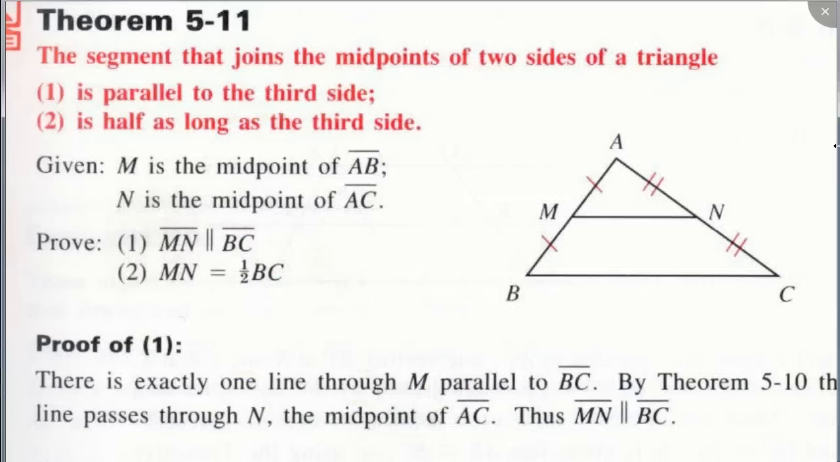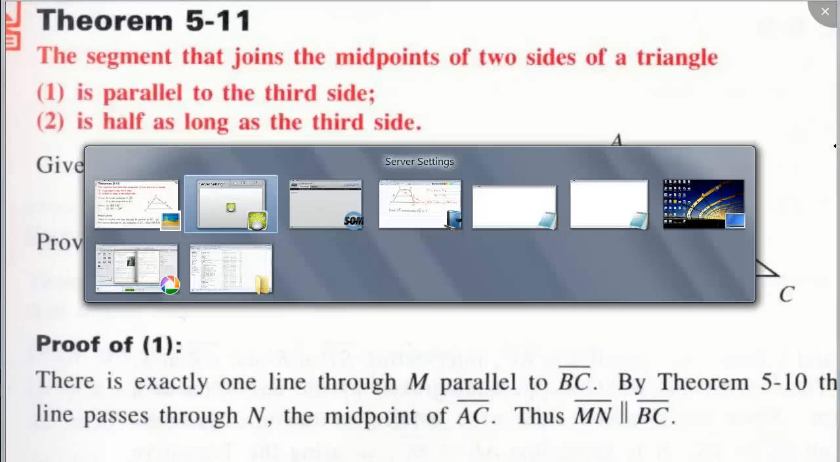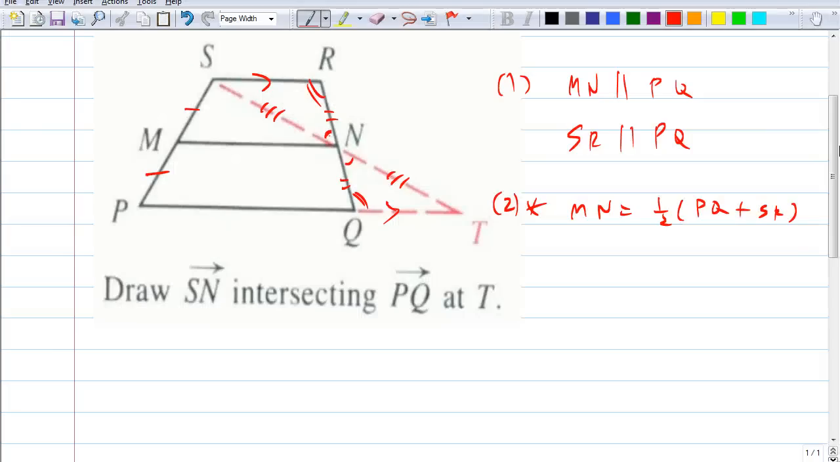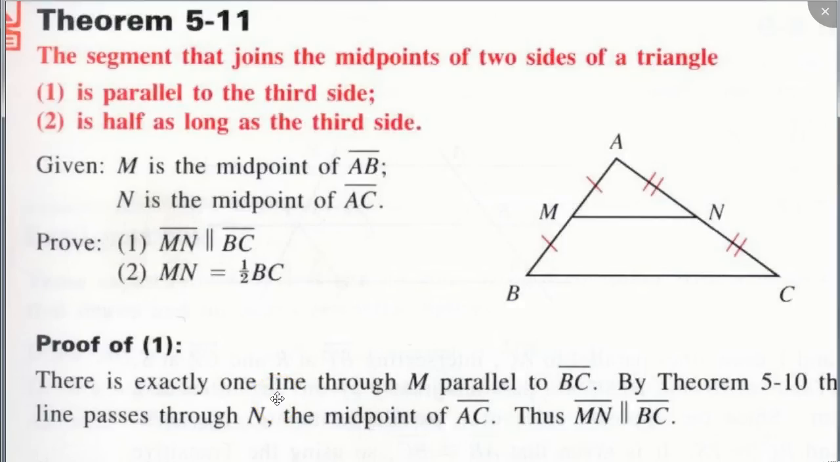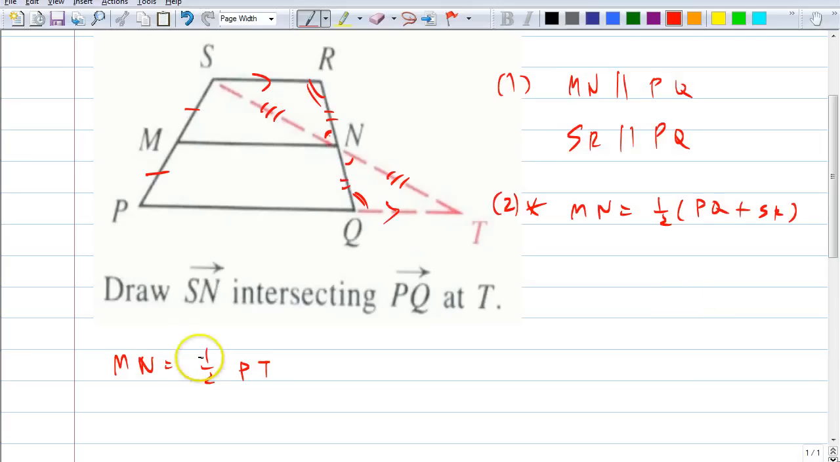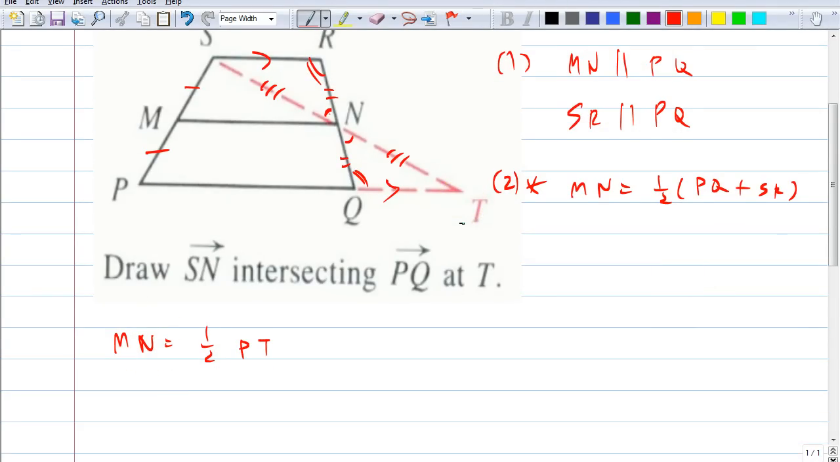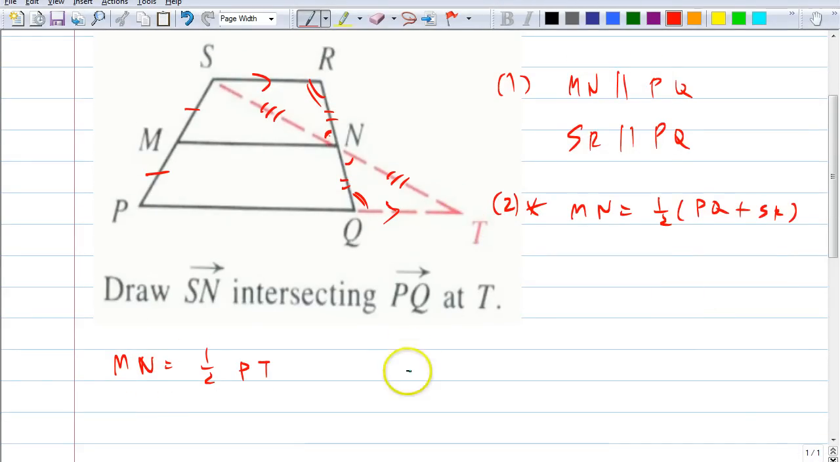Oh, this is going to be helpful for us, right? So how is that helpful? Jason, what do you think, sir? So MN is half of PT. Good, let's write that down. We know that MN is half of PT from where? From this theorem, right? Look, MN is half of the whole base, right? So this time the base is PT. Then what, Jason? Then PT is PQ plus QT.